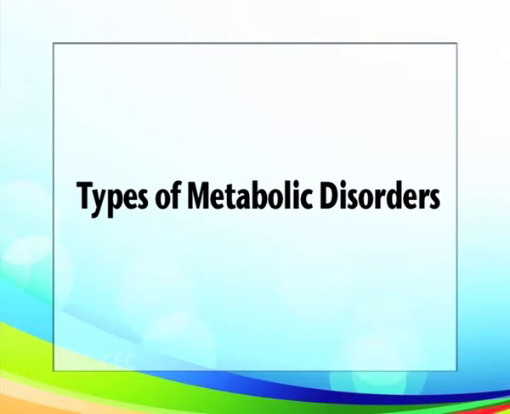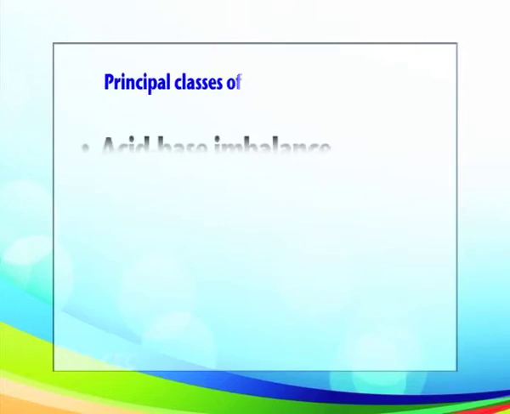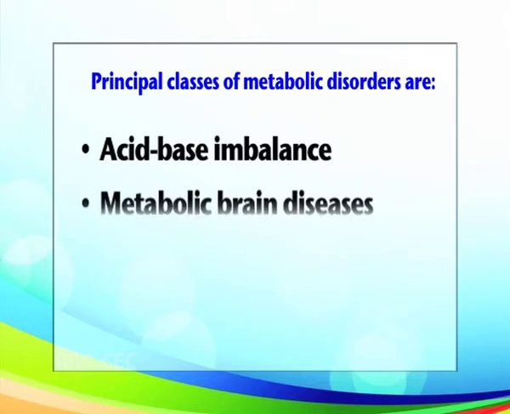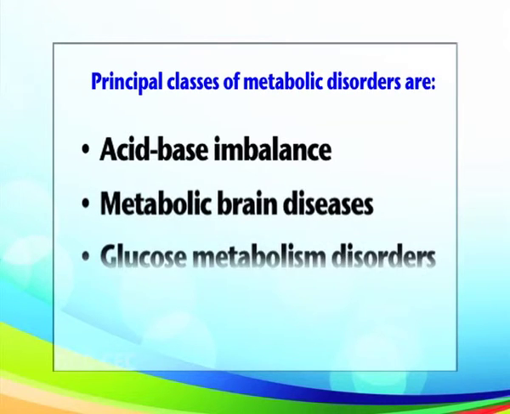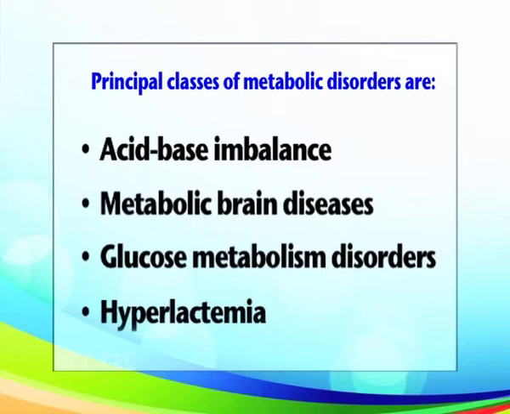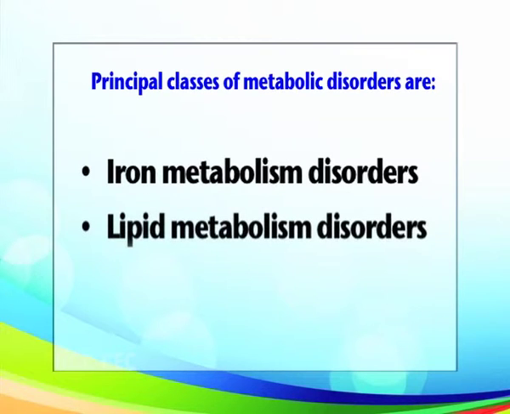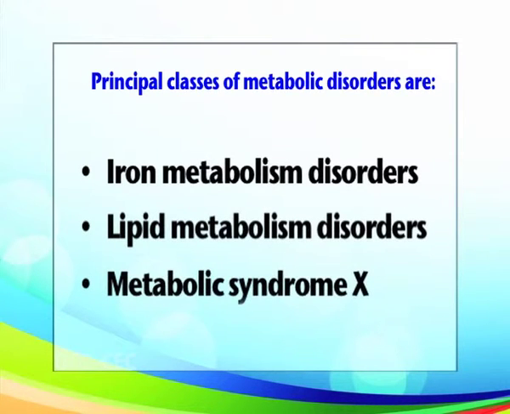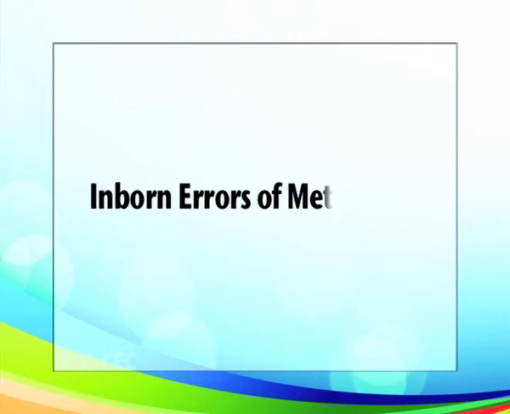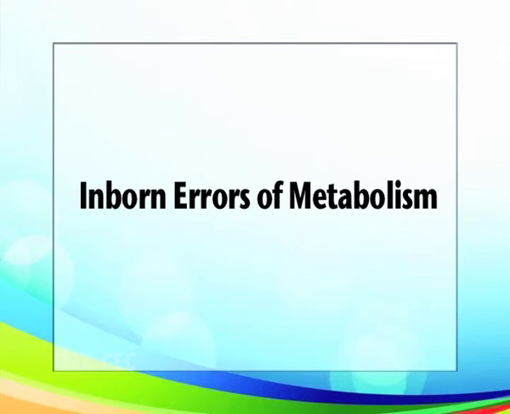Now let's talk about types of metabolic disorders. The principal classes of metabolic disorders include acid-base imbalance, metabolic brain diseases, glucose metabolism disorders, hyperlipidemia, iron metabolism disorders, lipid metabolism disorders, and metabolic syndrome X. Now let's talk about inborn errors of metabolism.